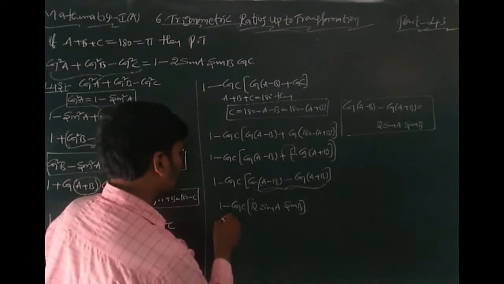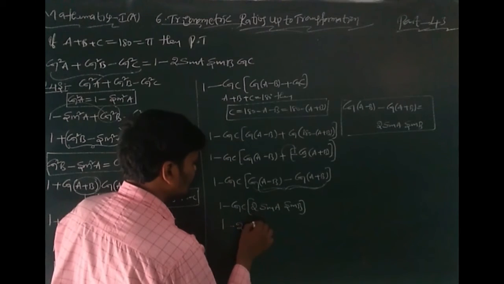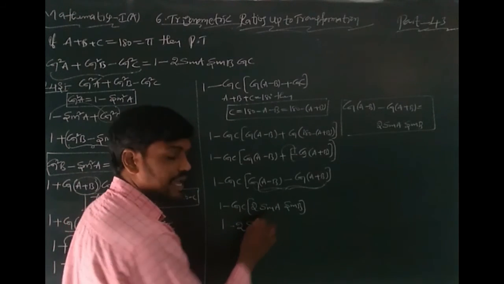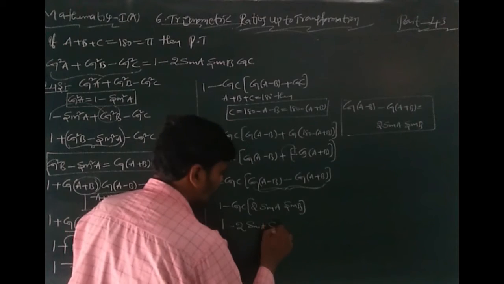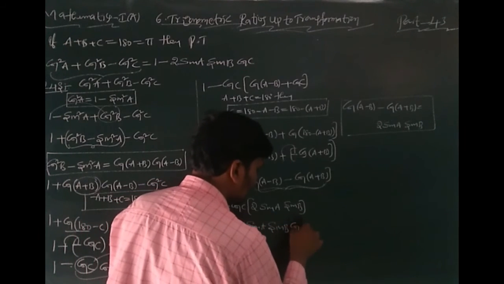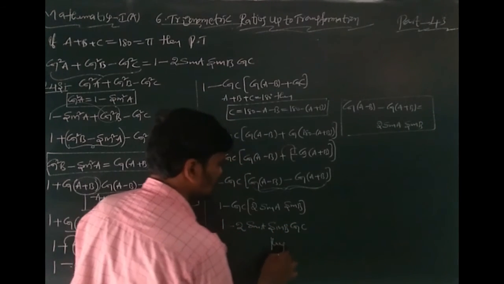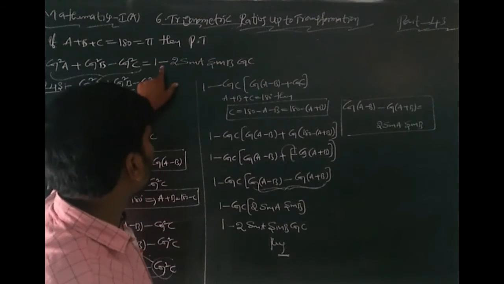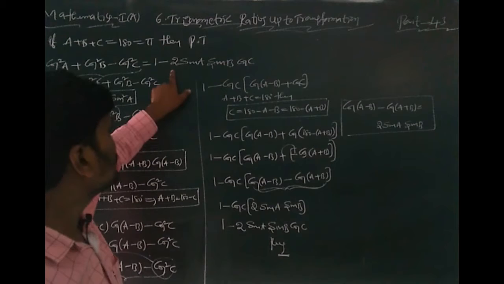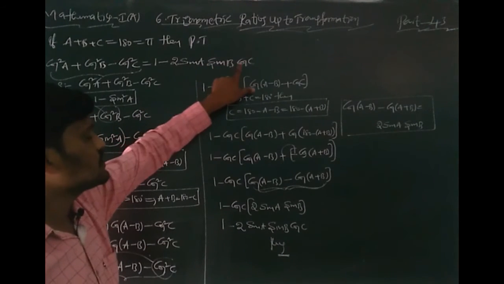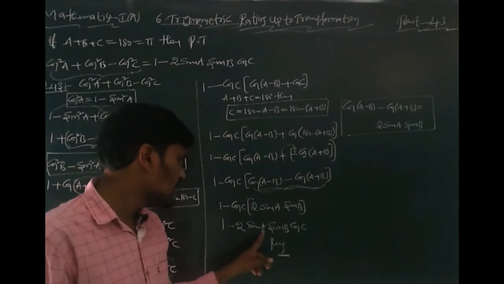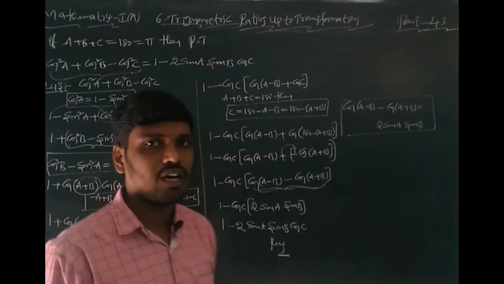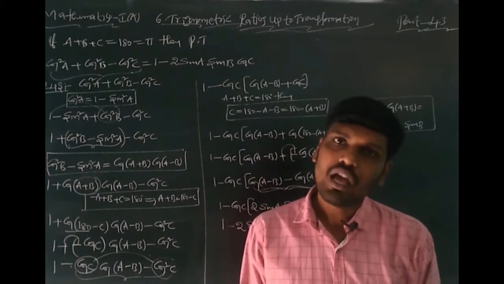You get 1 minus 2 sin A, where the A angle is sin A, the B angle is sin B, and the C angle is cos A. This is the RHS part. Check our options. Here, 1 minus 2 into sin A into sin B into cos A, so 2 into sin A into sin B into cos A. Then LHS equals RHS.